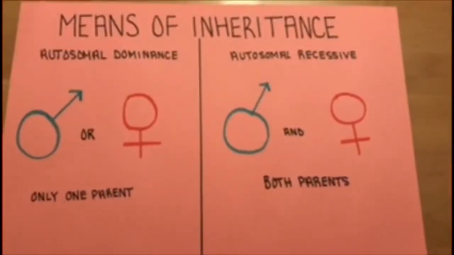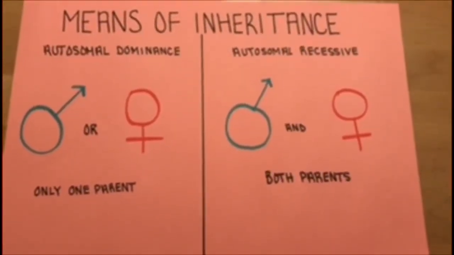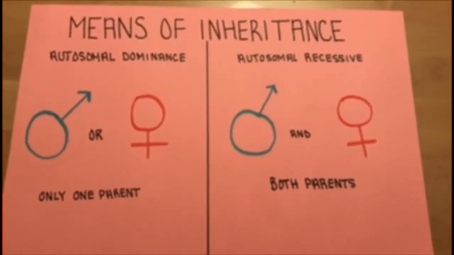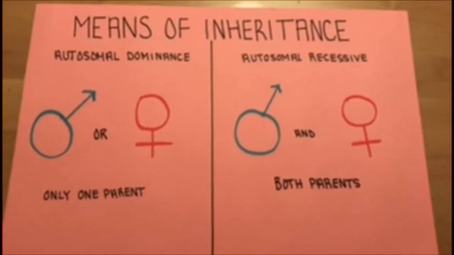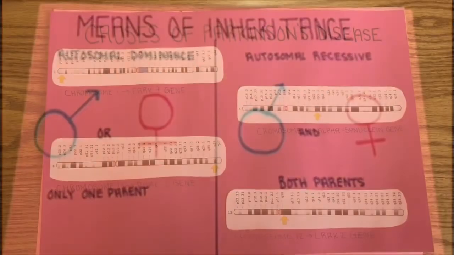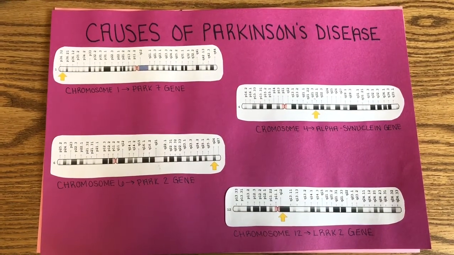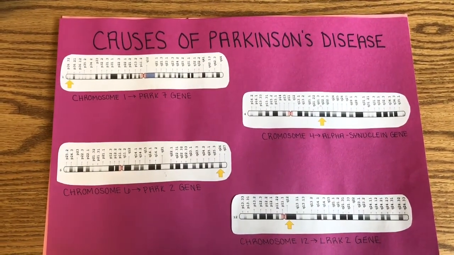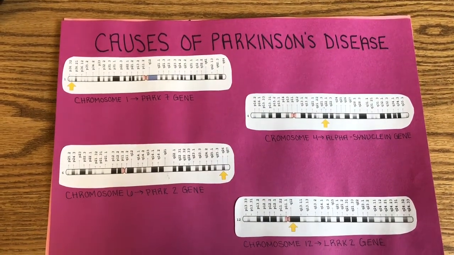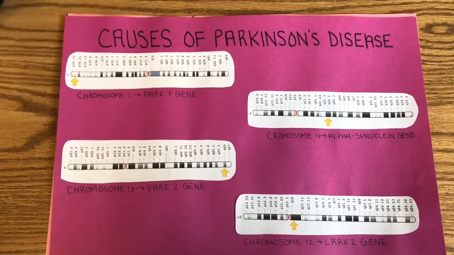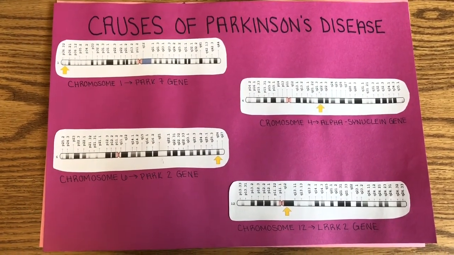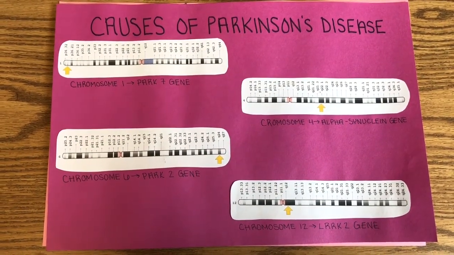Means of inheritance. There are two ways Parkinson's can be inherited: autosomal dominance, where only one parent needs to pass off the gene, and autosomal recessive, where both parents need to pass the gene. Causes of Parkinson's disease. Parkinson's has not typically been considered to be a genetic disease. The majority of cases are called idiopathic, which means that we don't know what caused the disease. Only about 10% of Parkinson's cases have been linked to a genetic cause.